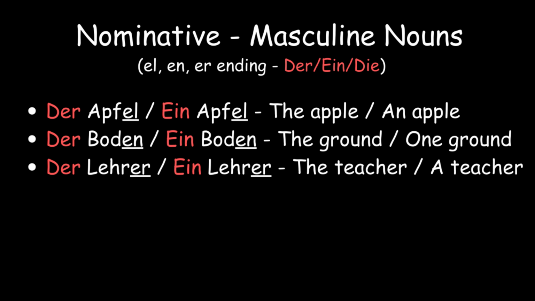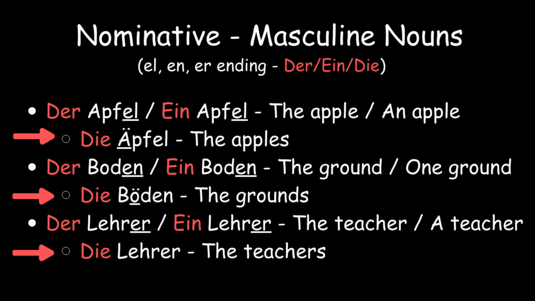Here, we have masculine nouns ending in -l, -n, -r. Der Apfel, ein Apfel. Der Boden, ein Boden. Der Lehrer, ein Lehrer. To pluralize them, there will be no change, but some will have an umlaut. Since there will be no difference between the singular and the plural, we can tell them apart by the umlaut and by the article. Plus, they're the only subjects. Die Äpfel, die Böden, die Lehrer.